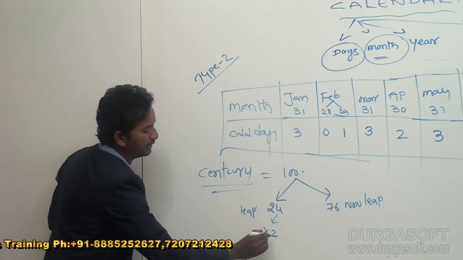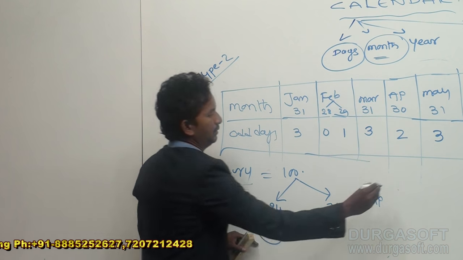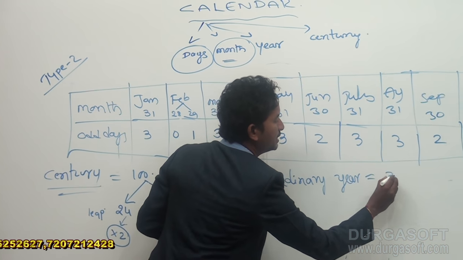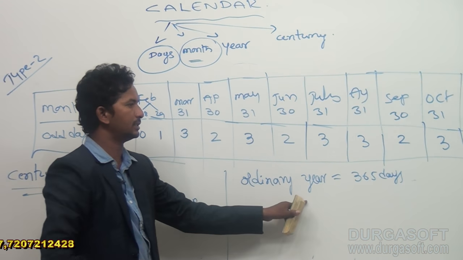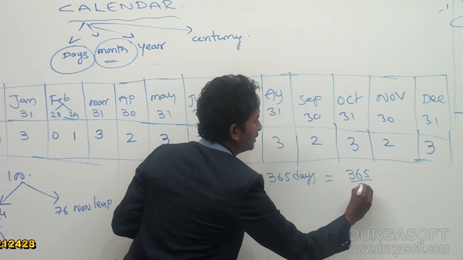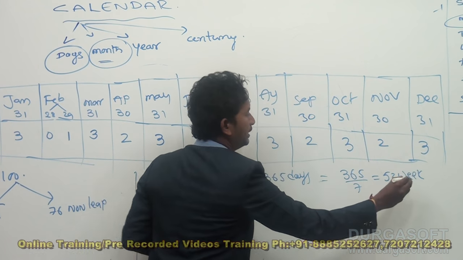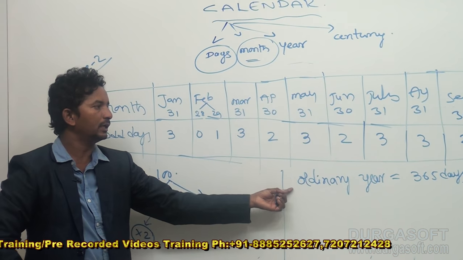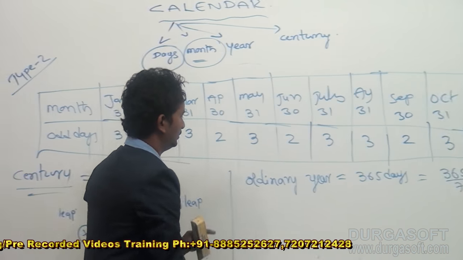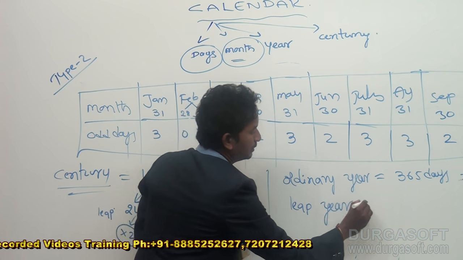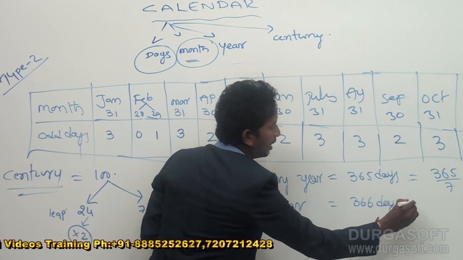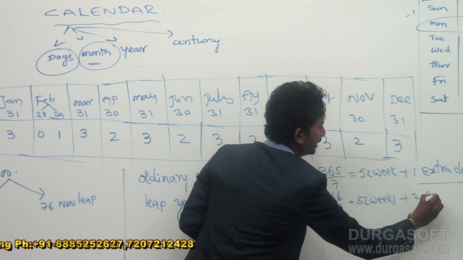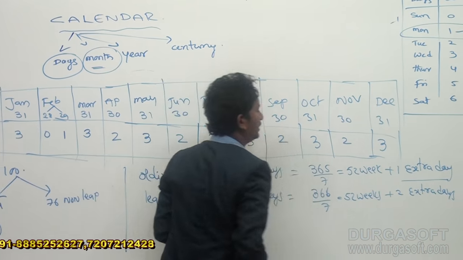A leap year contains how many odd days? A leap year contains 2 odd days. How do we get the 2 odd days? Now see here, an ordinary year is equal to 365 days. 365 divided by 7 is 52 weeks completed, with 1 day extra. This is called an odd day, an extra day. So an ordinary year contains 1 extra day. Suppose I take a leap year, 366 days, divided by 7: 52 weeks completed, 2 extra days.